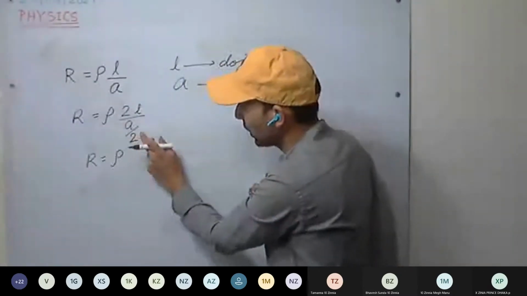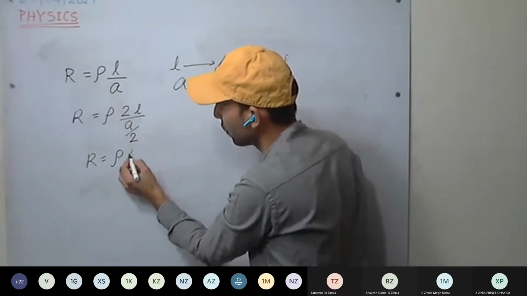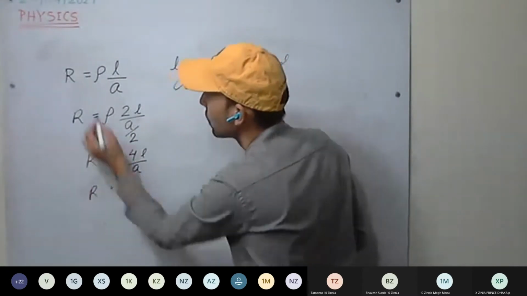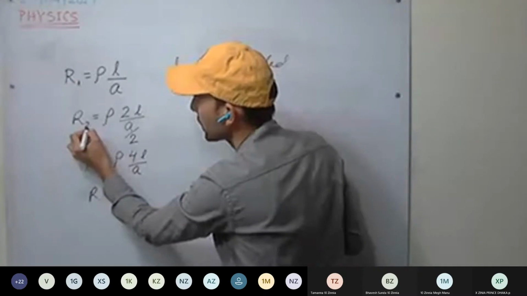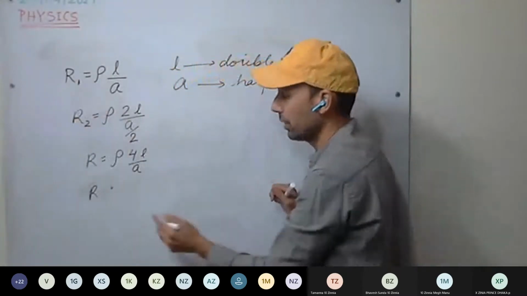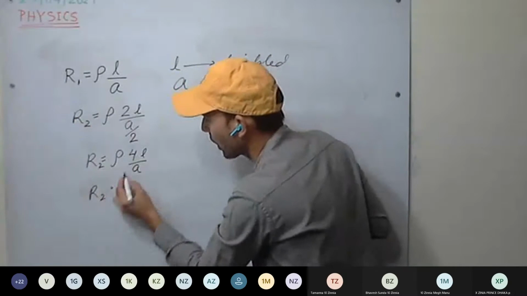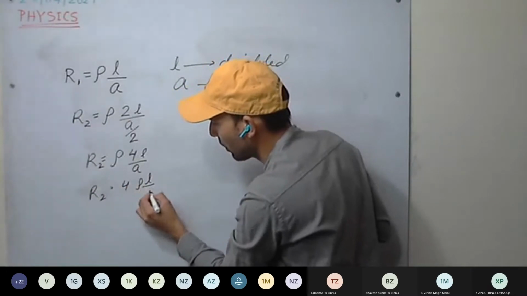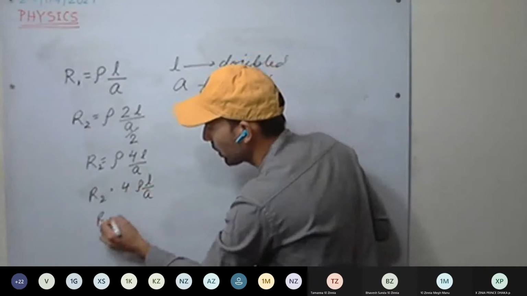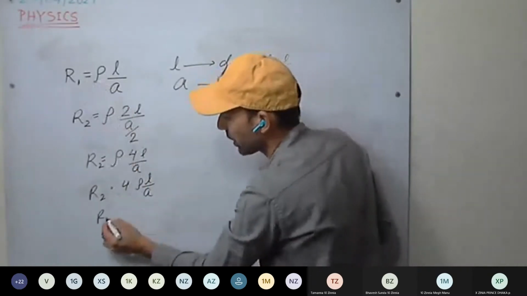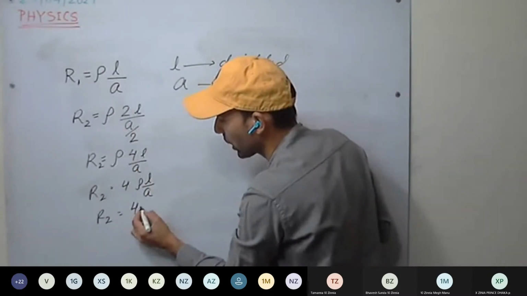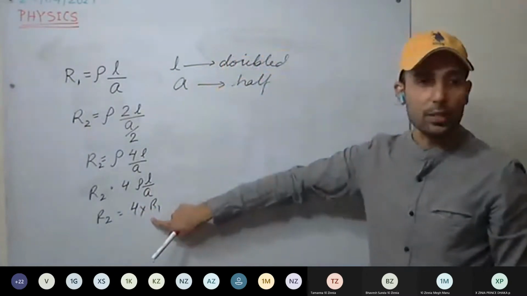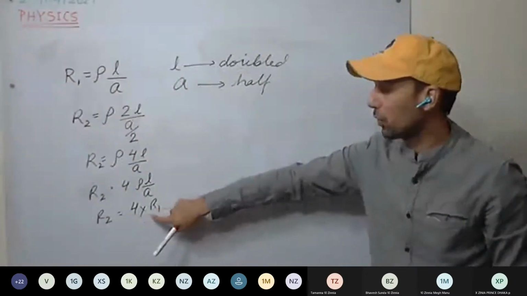Okay. So now this 2 will go in the numerator. It will become 4L by A. Okay, this is R1. Now this new resistance, R2, we are taking. R2 will be 4 into rho L by A, and rho L by A is R1. R2, the new resistance, equals 4 times R1. So resistance has increased by how much? 4 times.